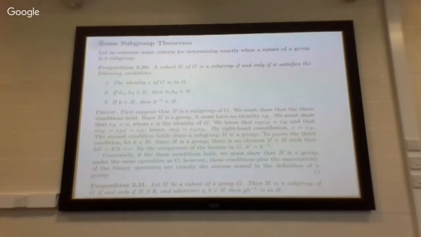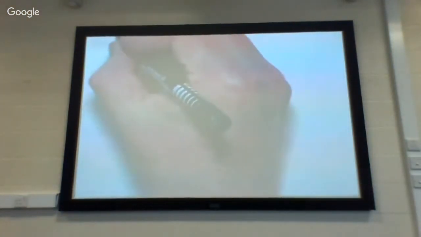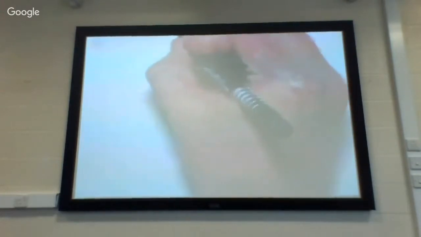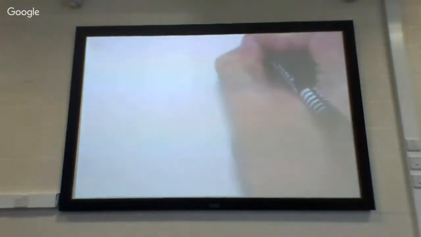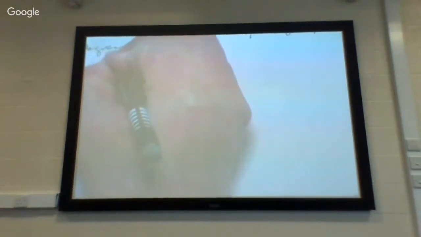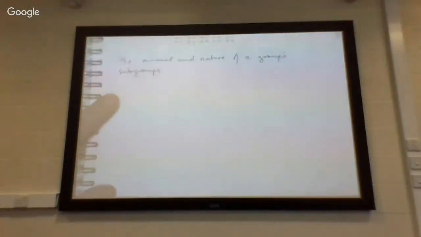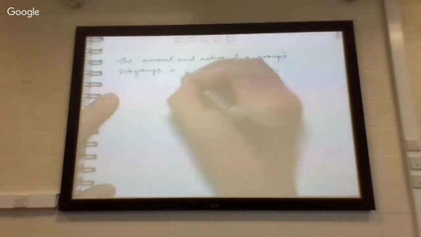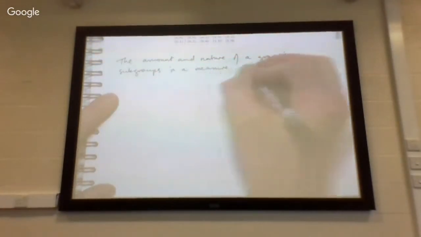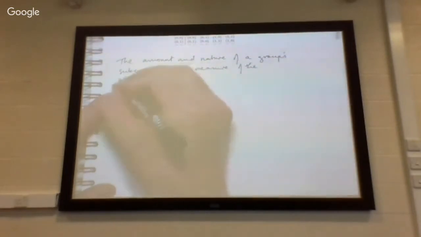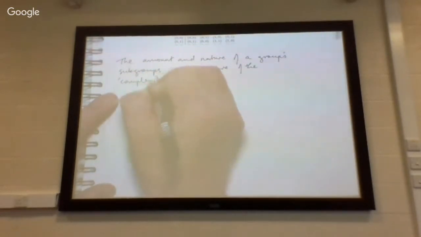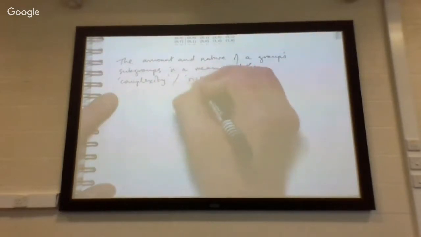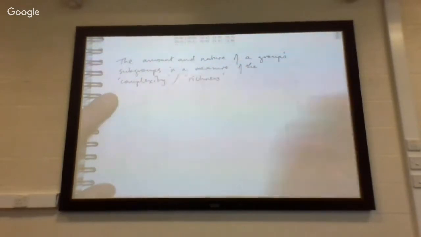It's worth writing down: the amount and nature of a group's subgroups is a measure of the complexity, or, and I'm not using these in any technical sense, the richness of the original group. Okay.